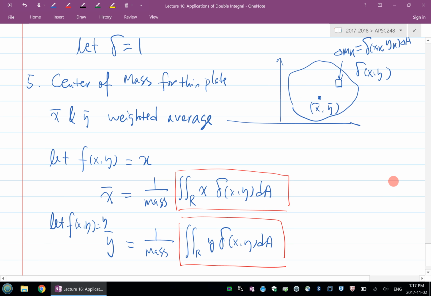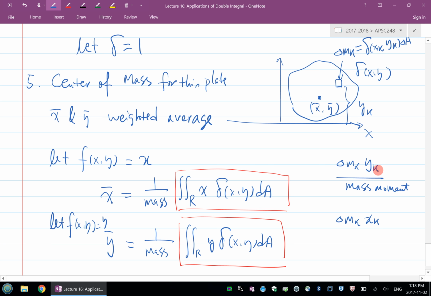If I use this small mass times this distance, in this case the distance is the y of k. So if you use this delta mk times y of k, this is a mass moment, about which axis? About this x-axis, right? And you can imagine you have another mass moment concept, which is delta mk times xk. That's also a mass moment concept.